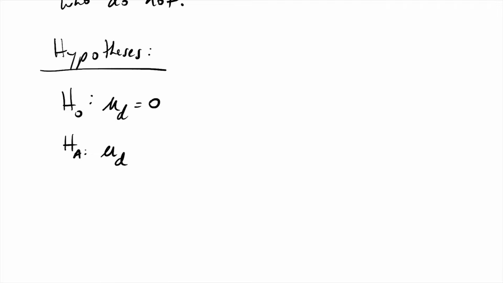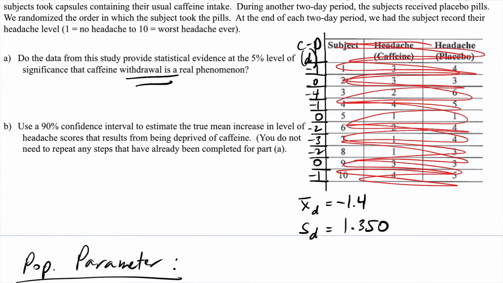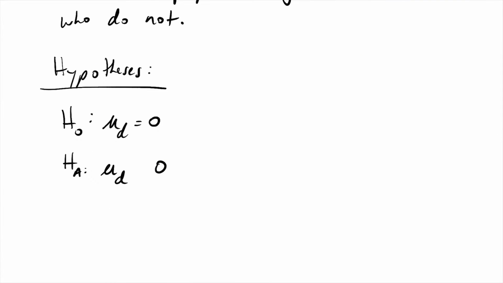This over here will be greater than, less than, not equal to. So if we're trying to show that caffeine is a real thing, caffeine dependence or caffeine withdrawal is a real thing, which one is ours going to be? Less than, yeah. We think P is going to be a bigger number than C. We think these guys over here will have higher numbers than these guys over here. So we think C minus P is going to be a negative number. Less than. Okay. Alpha level 0.05. Okay.